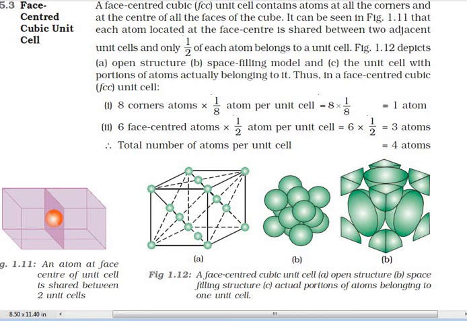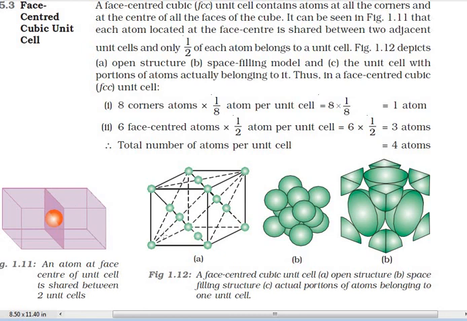So what happens, it can be seen that each atom located at the face center is shared between 2 adjacent unit cells, and therefore its contribution to the unit cell will become 1 by 2 of each atom of that particular unit cell. Now how many faces do you have? You have 6 faces. So 6 faces into 1 by 2, it becomes 3. Together 8 corners plus 6 faces are contributing 1 plus 3 equals 4 atoms.